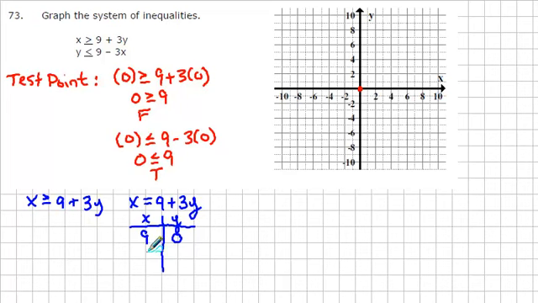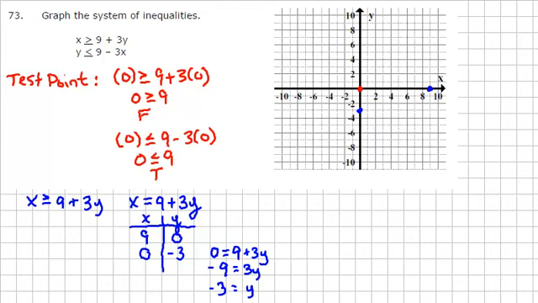In order to find the y-intercept, we let x be 0 and then solve for y. So we end up with 0 is equal to 9 plus 3y. Take away 9 from both sides. That gives us minus 9 is equal to 3y. And then divide both sides by 3. Y is equal to negative 3. So the y-intercept is 0, negative 3. Let's go ahead and graph this line. We have 9, 0 and 0, negative 3.